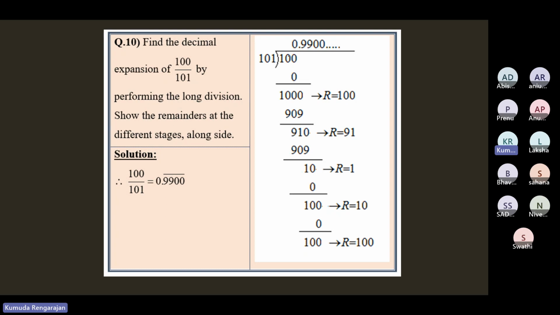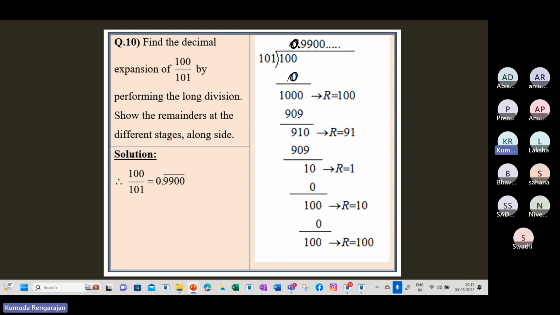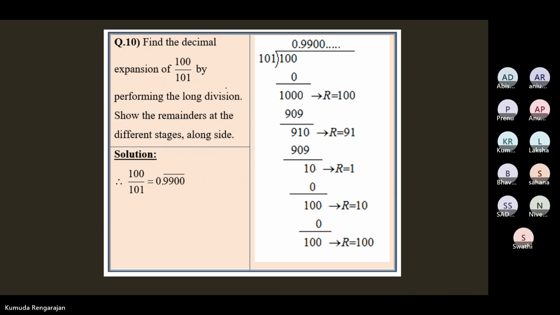So it's not possible to divide, so 0. See my division. I'll tell you how to understand. 101 zeros are 0. So the remainder is 100. The remainder is 100.